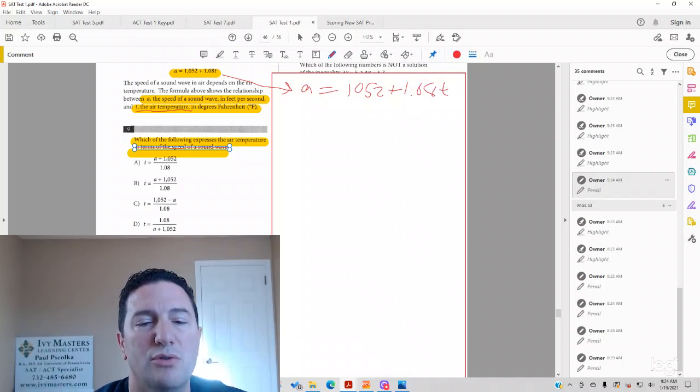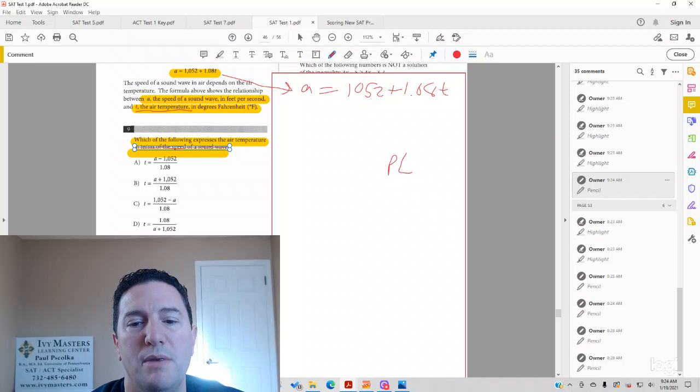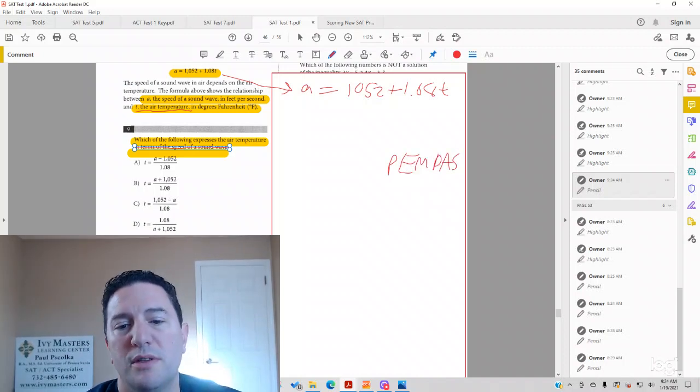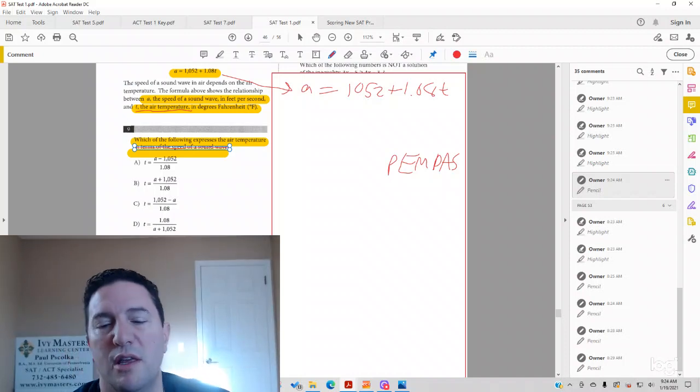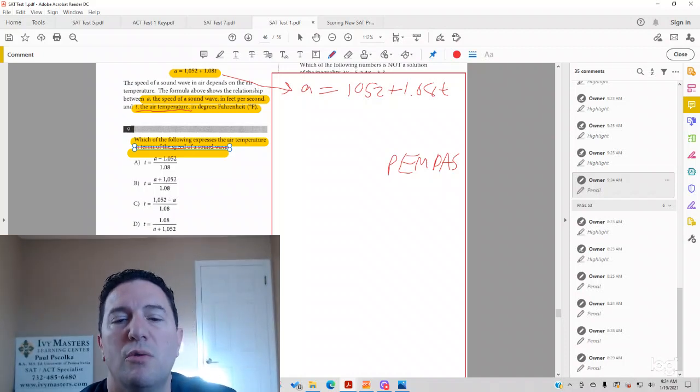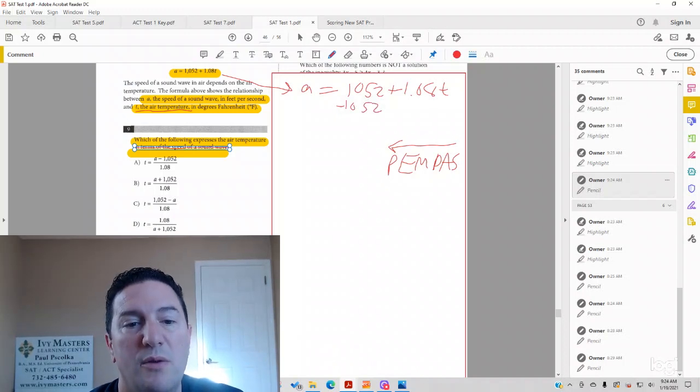Sometimes students get screwed up because when you see PEMDAS, shouldn't you do parentheses, then exponents, then multiplication, then division, then addition, then subtraction? Well, actually, when you're working on both sides of the equation, oftentimes you'll do PEMDAS backwards. So here what we're doing is, first we got to subtract 1052 from both sides. And what we get over here is A minus 1052 equals 1.08T. And then we divide.